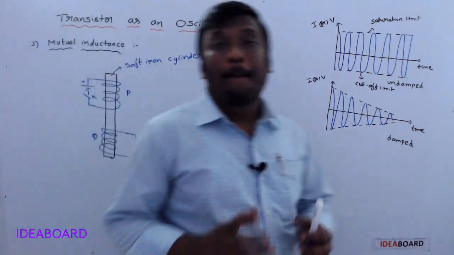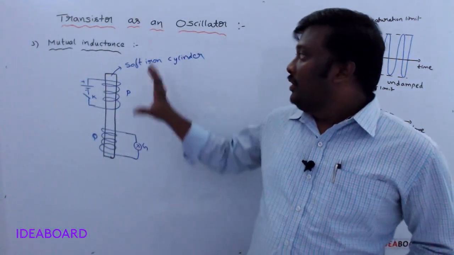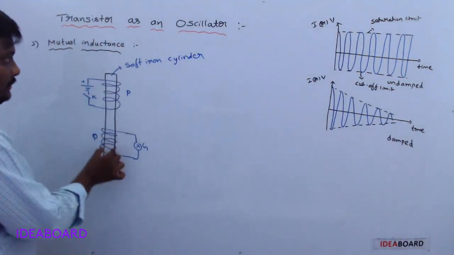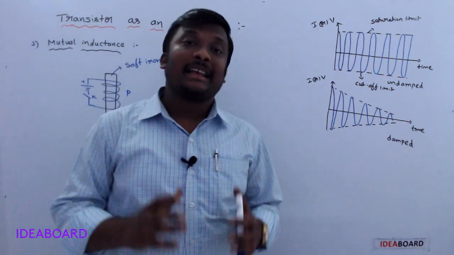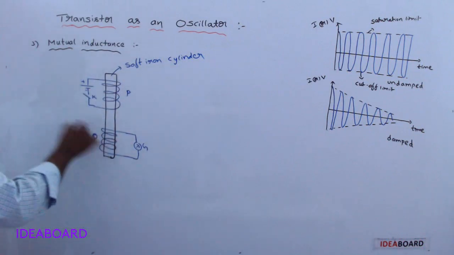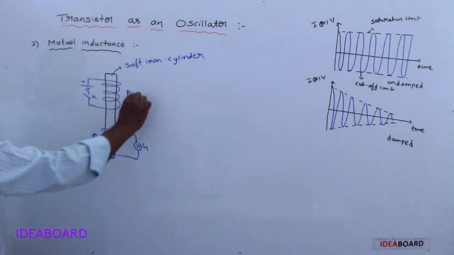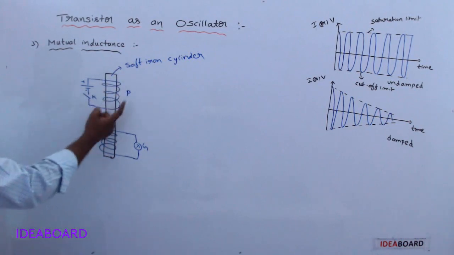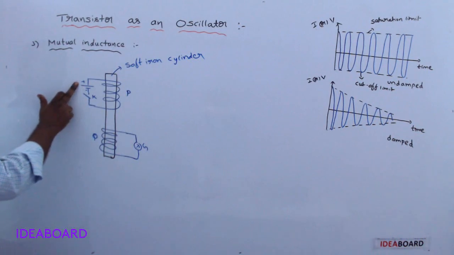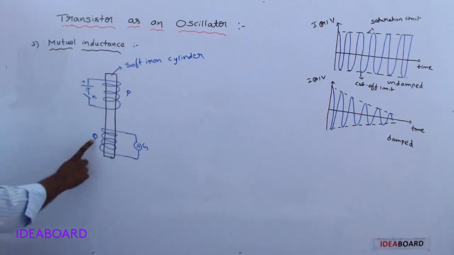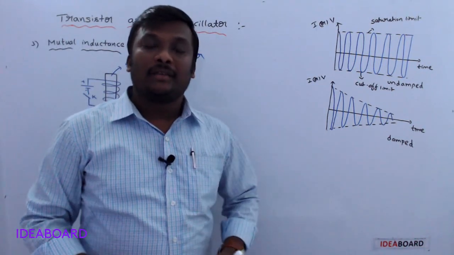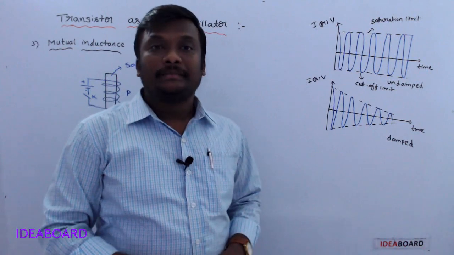Now the third one is mutual inductance. In order to understand mutual inductance, let us take one soft iron cylinder. We know the soft iron cylinder has high permeability. Here I take two coils, P and Q, which are wound on the cylinder. Coil P contains a battery and a tap key. Coil Q is connected to a galvanometer. We know the galvanometer is a device used to measure current.